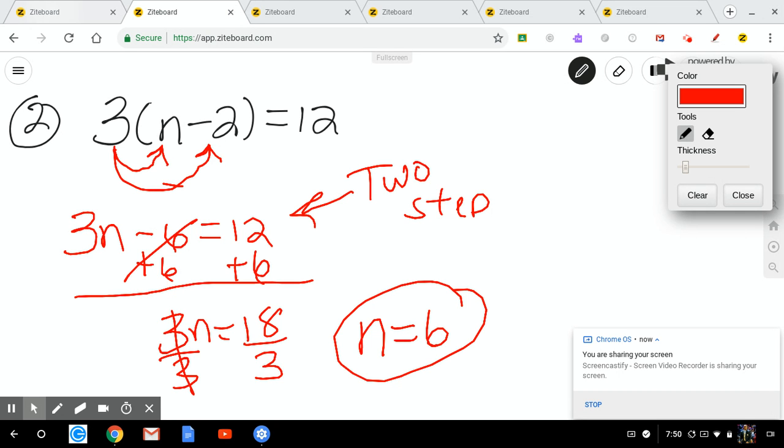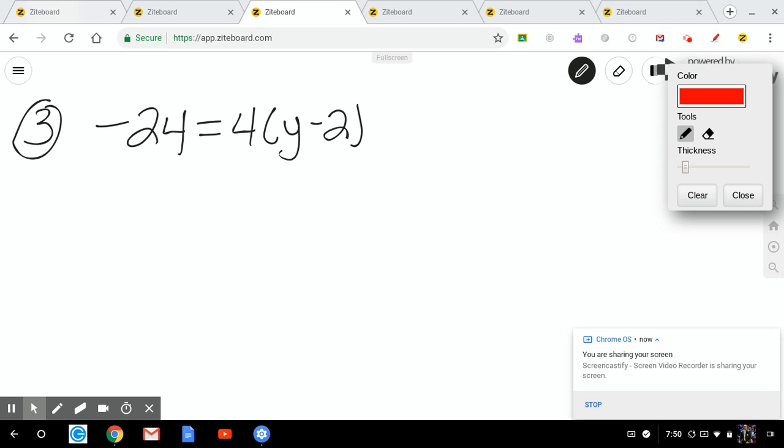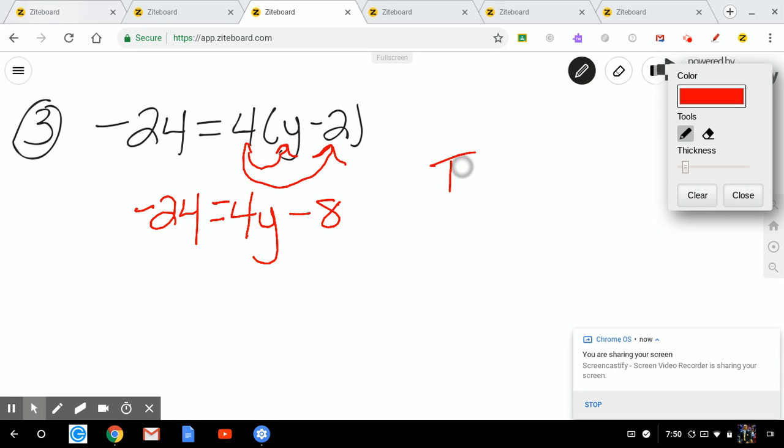Here's example number 3. Okay, again, this is example number 3. Put this in your notebook. Do these with me. Okay, it's on the other side, but that's okay. I'm just going to do my work over here. I've got parentheses, so I got to distribute. And when I distribute, I multiply. So 4 times y is 4y. 4 times negative 2 is negative 8. Use your calculator if you need to. Bring down what I haven't used. Looky here, what I got. A 2-step.